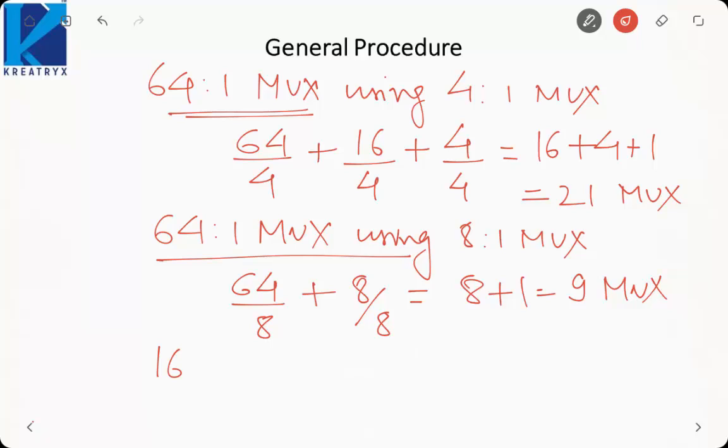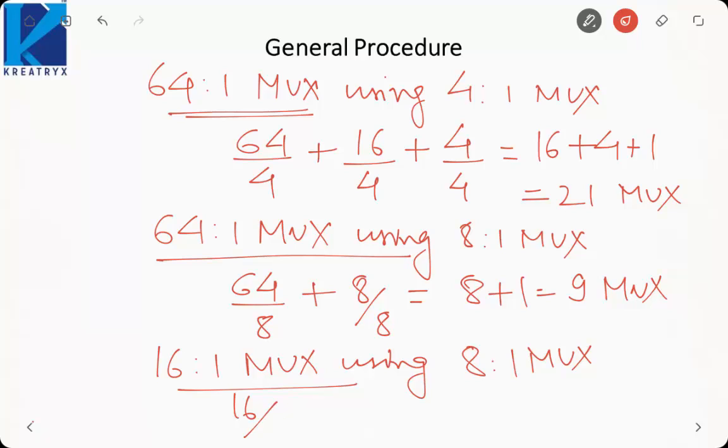But what happens if I decide on a 16:1 mux using 8:1 mux? Then you will do 16 by 8, but now the quotient 2 is not divisible by 8. That means it cannot be designed using only 8:1 mux. It will require 8:1 mux plus 2:1 mux. Then only I can design it. Otherwise I will not be able to design a 16:1 multiplexer using only 8:1 multiplexers. So every time the quotient should be an integer value, and that too a positive integer. If it is a fraction or if it is not divisible, then that means this multiplexer cannot be implemented using the given lower order multiplexer. That is an impossible task.